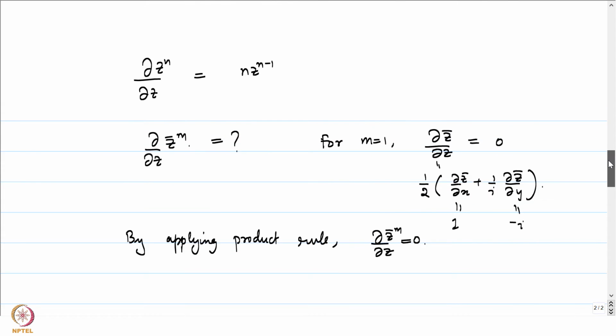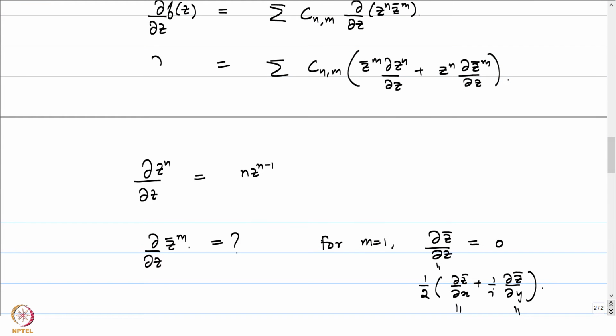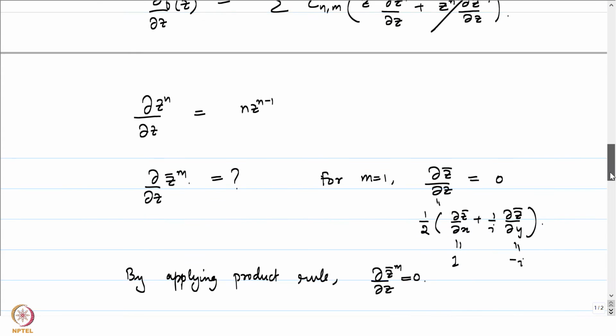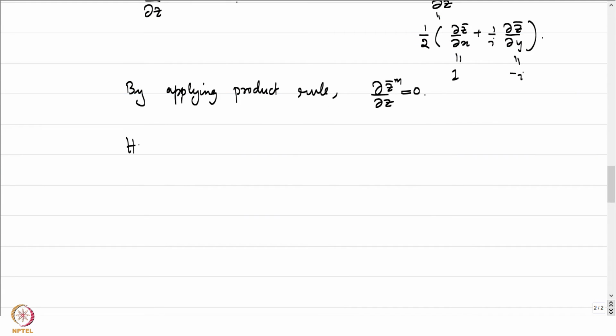And therefore, if you come back to this expression above, this expression of ∂f/∂z at the point z, this term vanishes, and hence ∂f/∂z is going to be equal to the summation over n, m greater than or equal to 0, n plus m less than or equal to d, of c_{m,n} z to the power n minus 1, z bar to the power m.